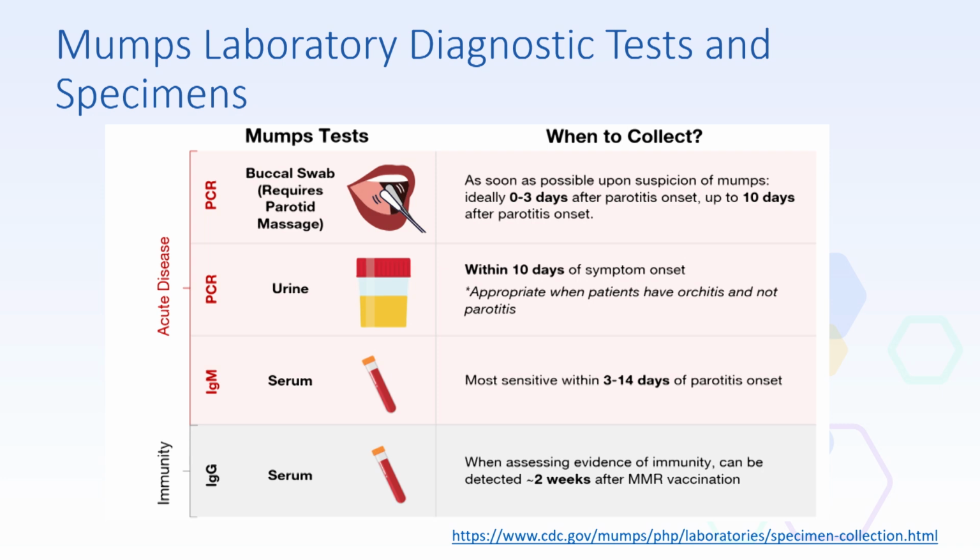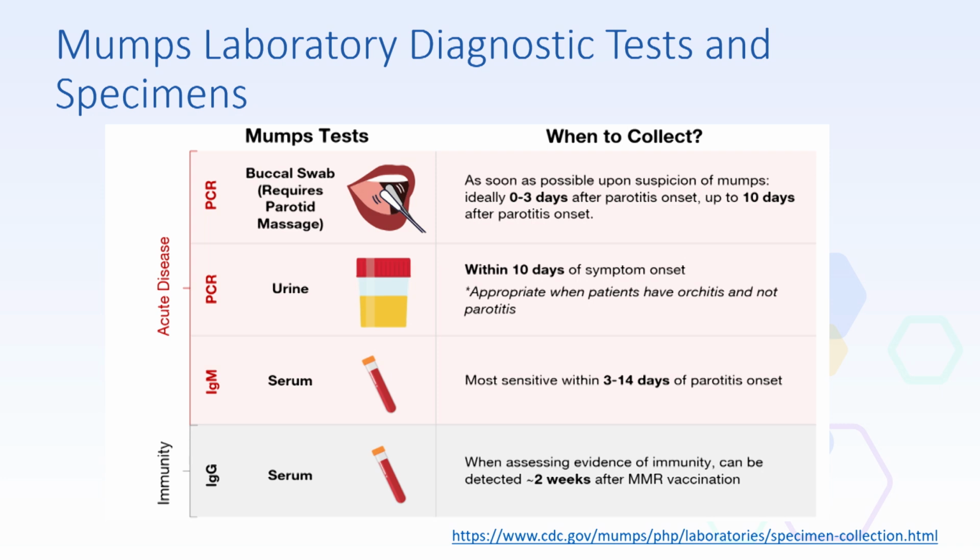Laboratory testing of specimens from suspected mumps patients can be helpful to confirm mumps. Specimens with a positive RT-PCR result are classified as confirmed. PCR is the preferred test to confirm mumps infection, and buccal swabs are the ideal specimen. But in patients presenting with complications, a urine specimen may be useful to collect as well.